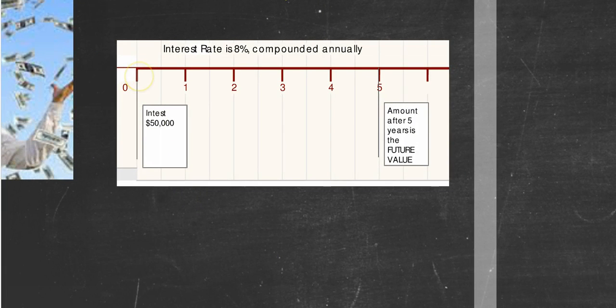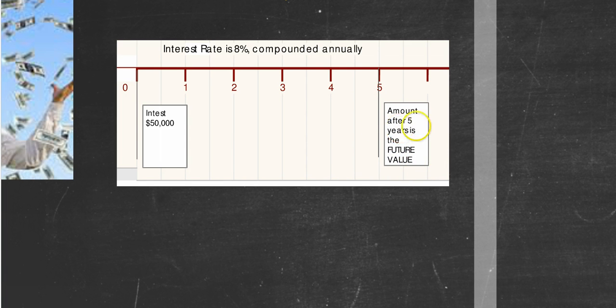This is now, and right now we invest $50,000. We're going to have to specify a rate of return. This is an interest rate, a rate of return, and for this particular problem, I'm going to assume a rate of return of 8%, that we can get an 8% return on our investment each year, and we're going to compound our return annually. And we want to know how much we're going to have after 5 years.